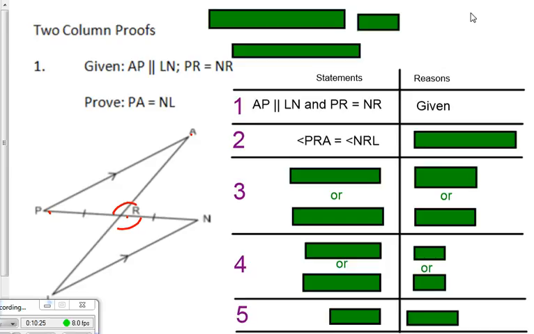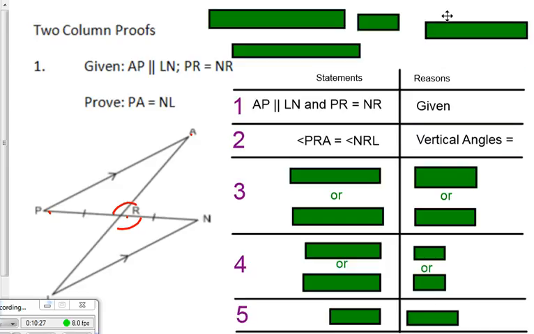We know that has to be true because these are vertical angles. And vertical angles are always equal to each other. Because vertical angles are equal, this is the same as this. Okay? Also, just so we can see it better, I'm going to draw in those lines. So we have an angle and a side in each case.